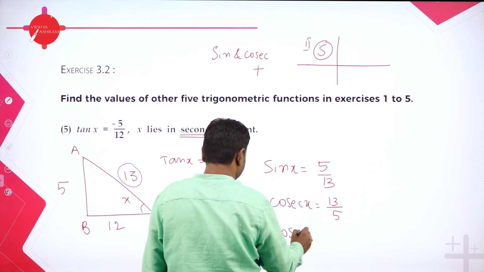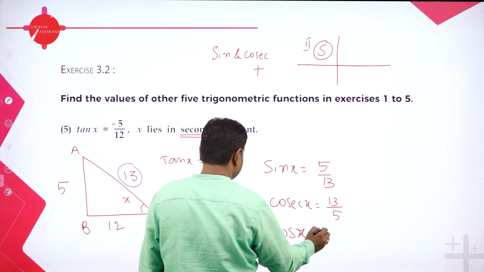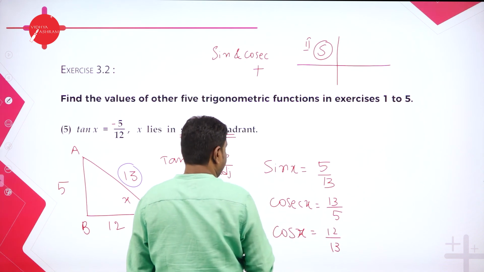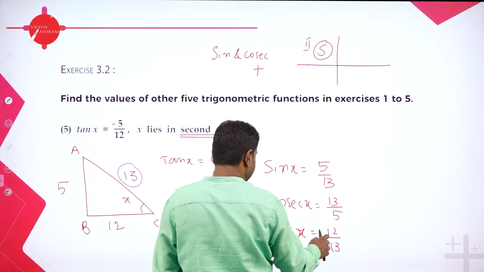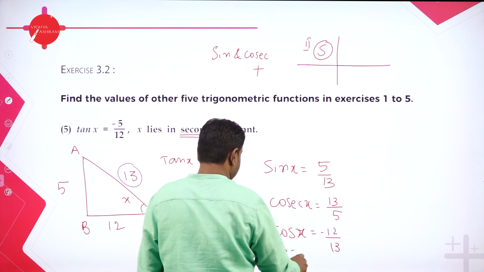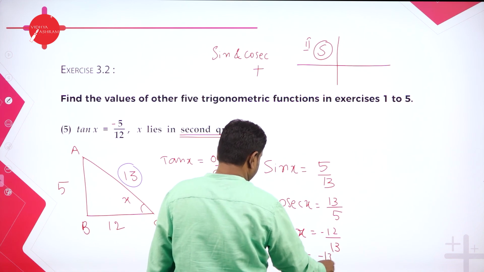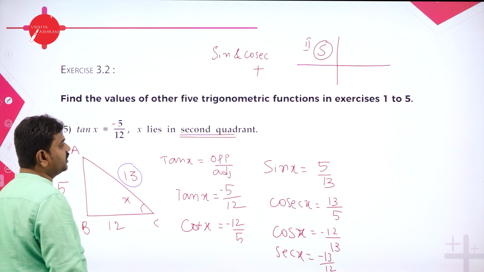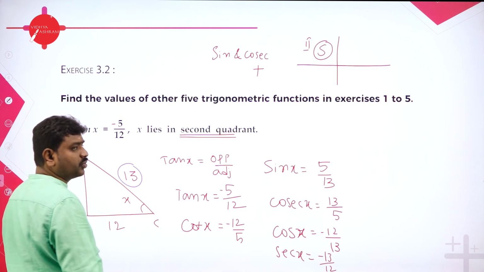Then cos. What is cos x? Adjacent by hypotenuse, 12 by 13. That is also negative, because it is in the second quadrant. So secant is also negative, minus 13 by 12. That's it. Here tan has to be taken negative because they told second quadrant. In the second quadrant, tan has to be negative.